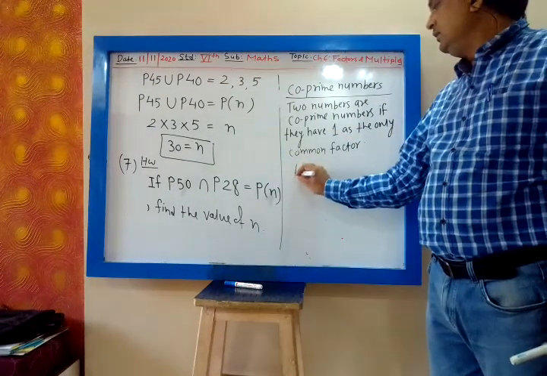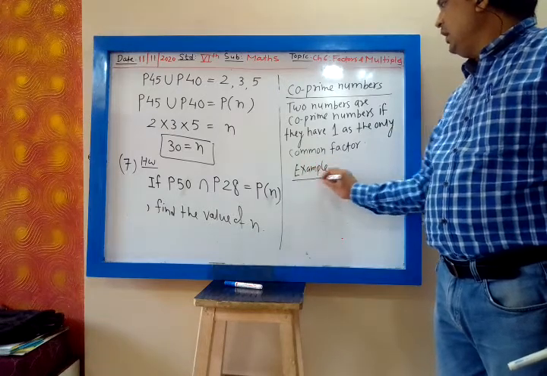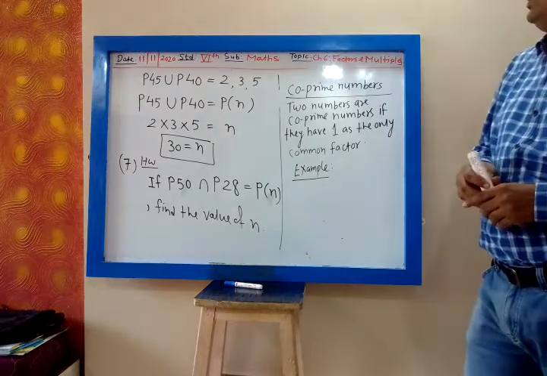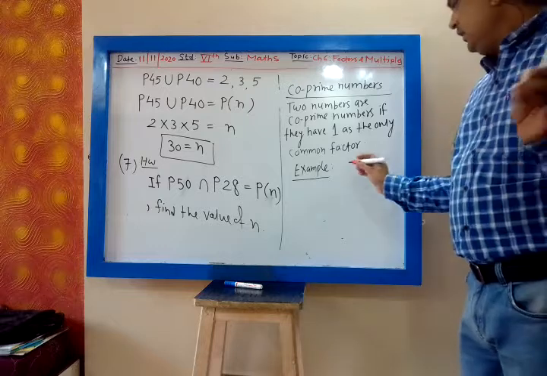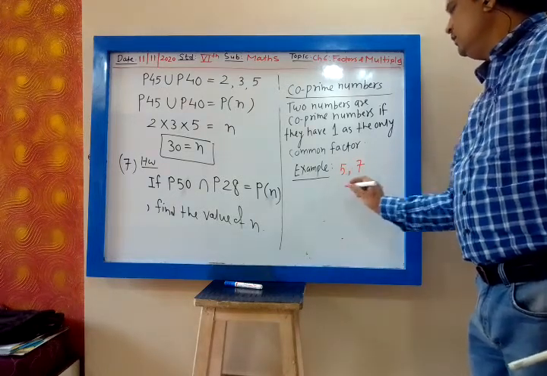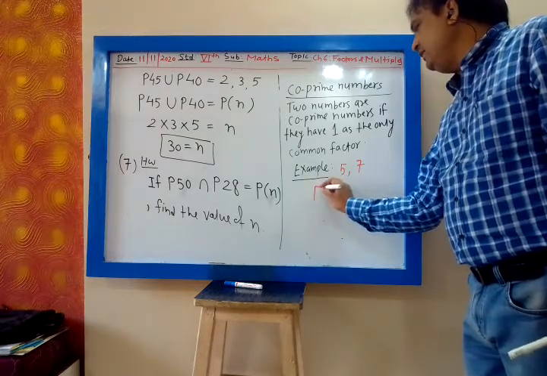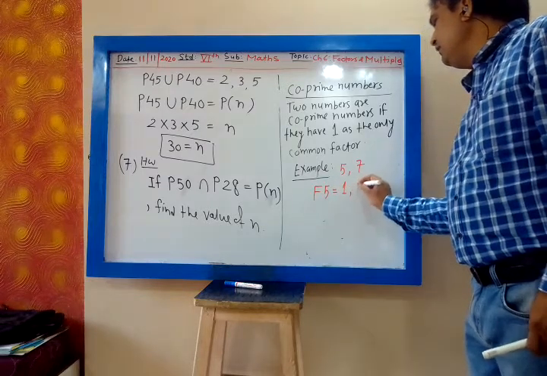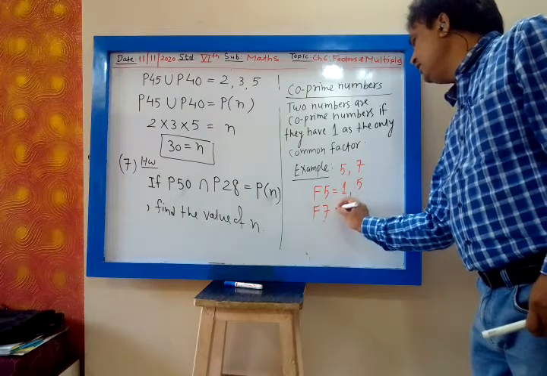For example, we can take 5 and 7. What are the factors of 5? 1 and 5. The factors of 7 are 1 and 7.